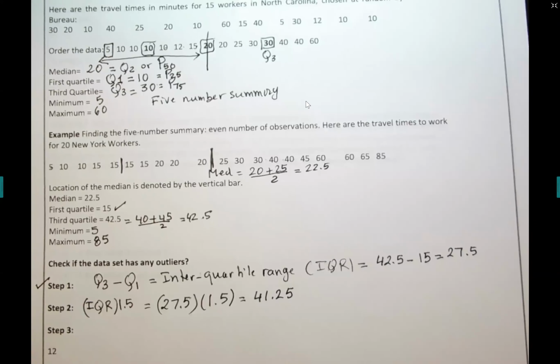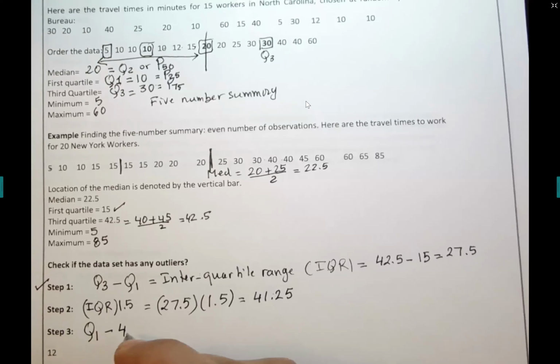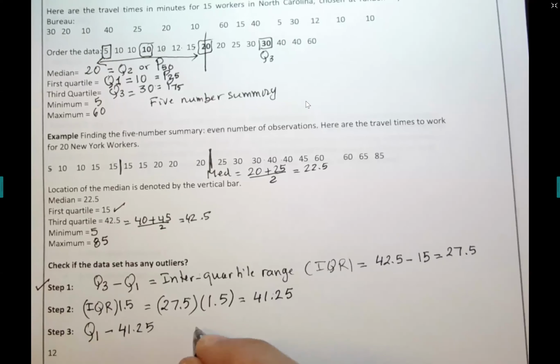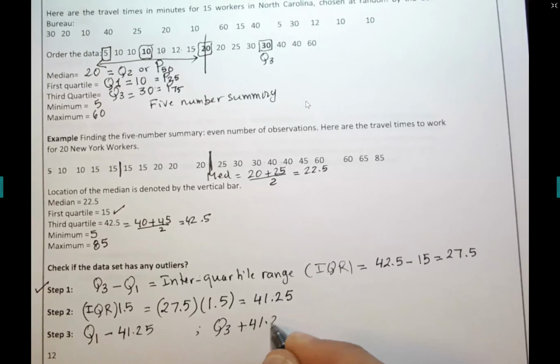Step three, which is the last step before I tell you if we have any outliers or not. So step one, let me repeat. It's Q3 minus Q1. Whatever answer you get in step one, you multiply by 1.5, you get a new answer. And now look what you do with the new answer. You take Q1 and subtract the 41.25, and you take Q3 and you add the 41.25.